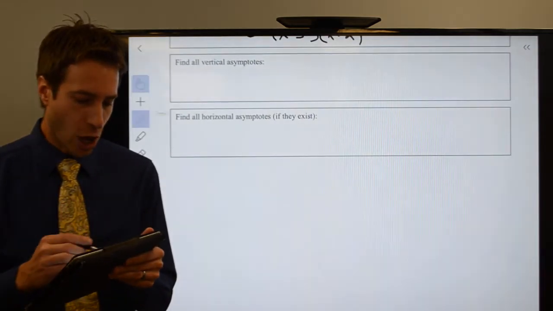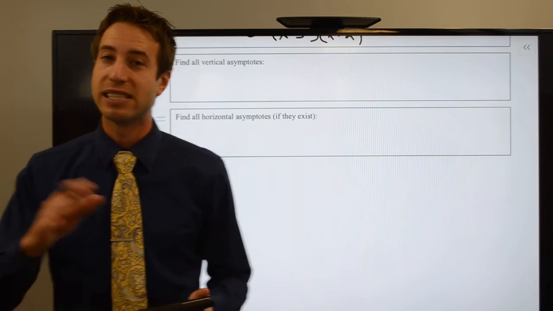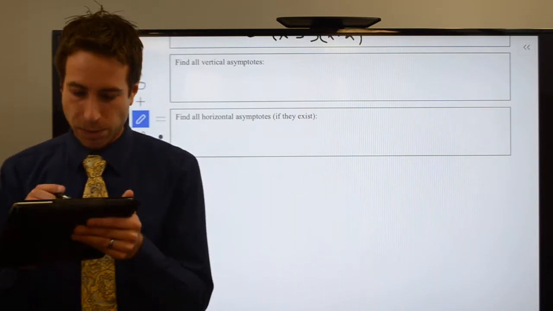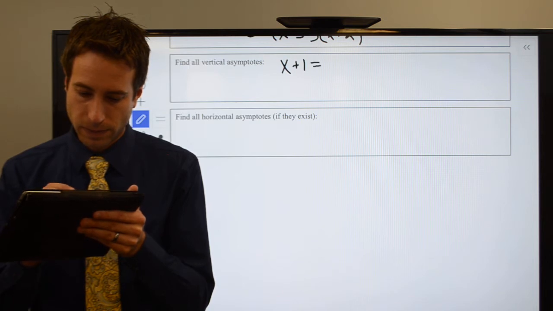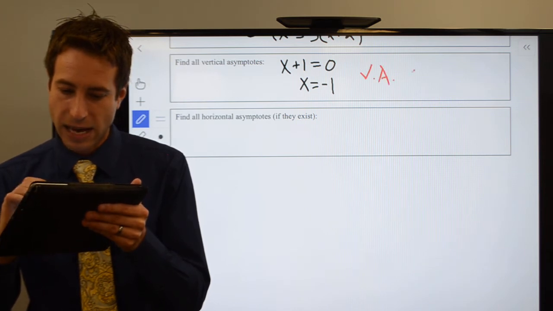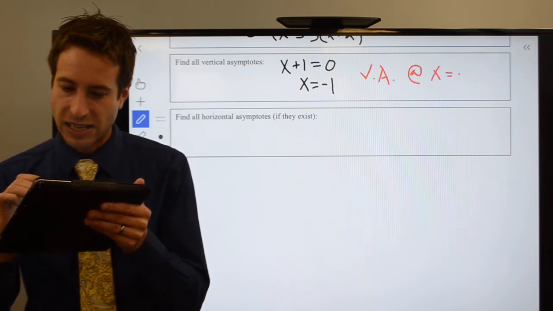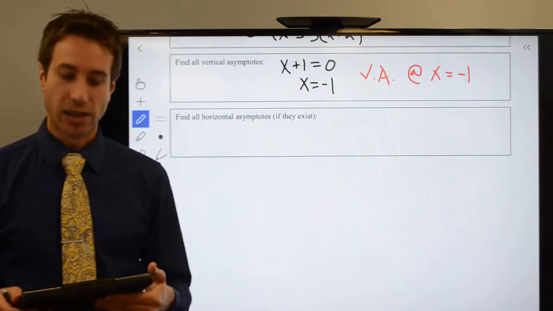Vertical asymptotes. Well, I know vertical asymptotes are going to be when the denominator is equal to 0. Our denominator is x plus 1. So x plus 1 is equal to 0, which means x equals negative 1. And so I have a vertical asymptote at x equals negative 1. That was easy.